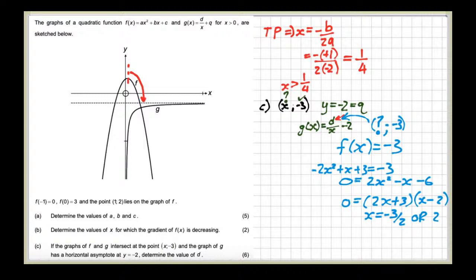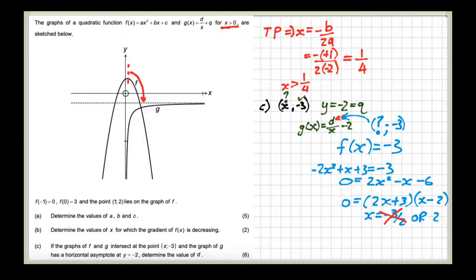But now you've got to be careful. Look back at the original question. The original question stated that x must be positive. So in other words, -3/2 is not a possibility. So x must be 2.